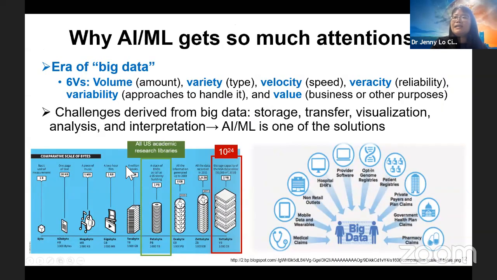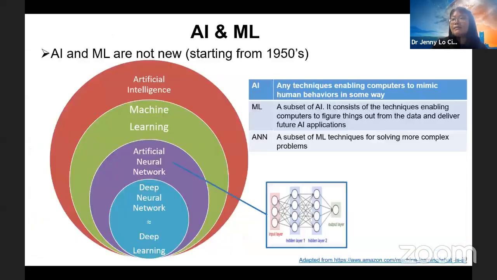I'm sorry, as you can see in this graph, we have different sizes. Right now, all the U.S. academic research libraries are about 1,000 petabytes. But the highest is a yottabyte, 1024 times that. So you can see this is the highest capacity right now in the U.S. As you can see, yes, we are entering the realm of big data, and that's why AI and machine learning might be one of the solutions to help us streamline the process.